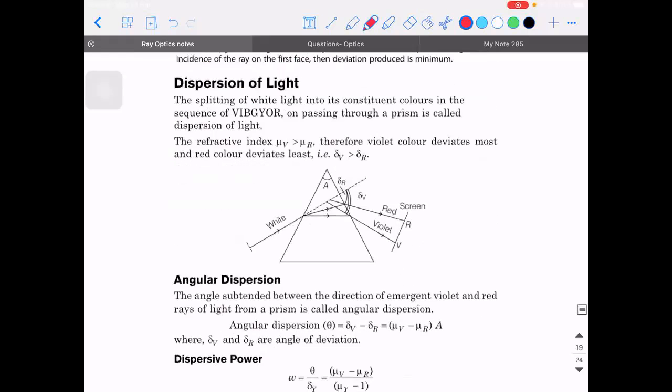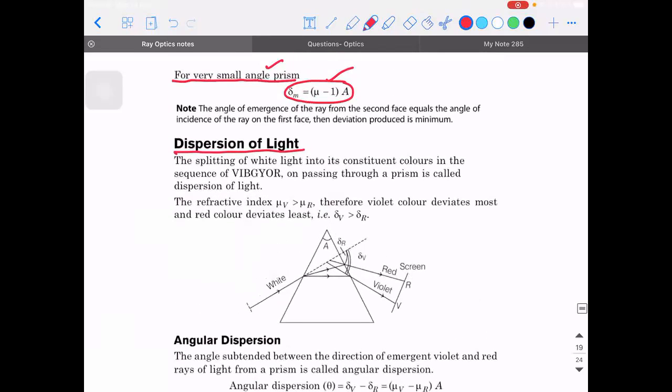So the concept that is not there is dispersion. See, dispersion of light is also there in CBSE, yes. I explained it using Cauchy's equation, correct? So in the dispersion of light, when a white light is passed through a prism, it gives a spectrum of 7 colors, right? So the splitting of white light into its constituent colors in the sequence of VIBGYOR on passing through a prism is what is called dispersion of light.